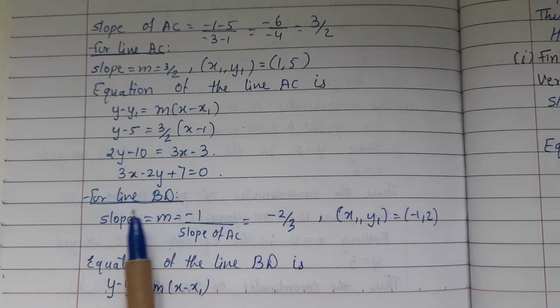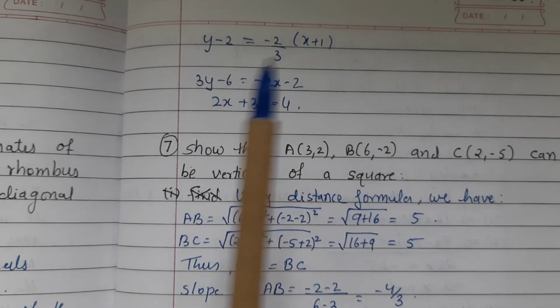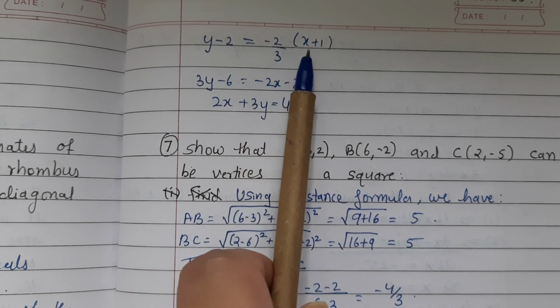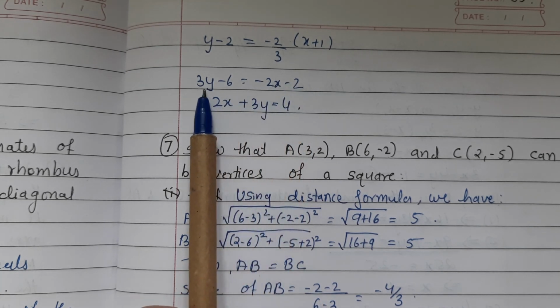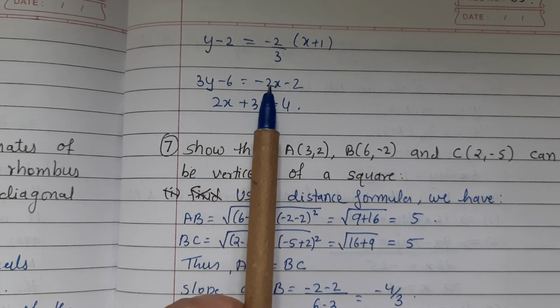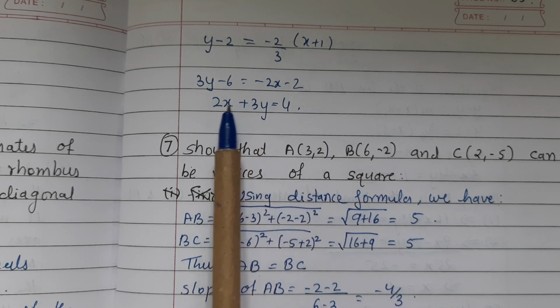For line BD, slope equal to minus 1 upon slope of AC equal to minus 2 upon 3. x1, y1 is minus 1, 2. Equation of line BD is y minus y1 equal to m into x minus x1. y minus 2 equal to minus 2 upon 3 into x plus 1, 3y minus 6 equal to minus 2x minus 2, 2x plus 3y equal to 4.